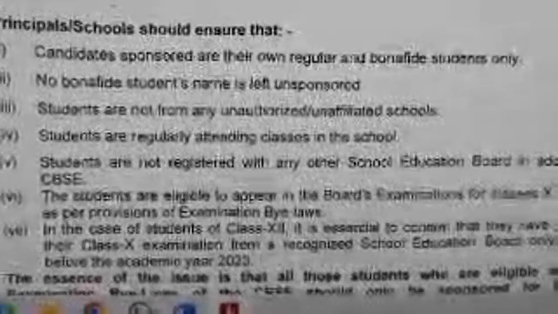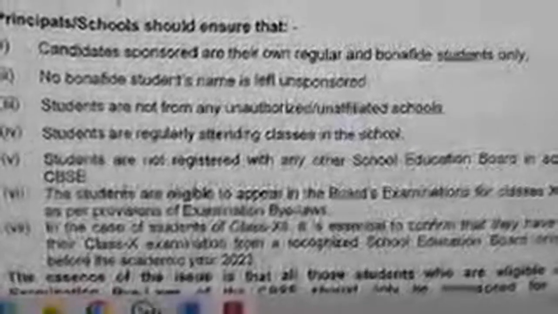Next, what you need to do from the part of the principal. The candidates sponsored should be your own bona fide students. No bona fide student's name should be left unsponsored. Number 3, the students should not be from unauthorized or unaffiliated schools, because a few schools have done this kind of thing. So you should avoid that. Data should not be put from any unauthorized or unaffiliated schools or institutions.